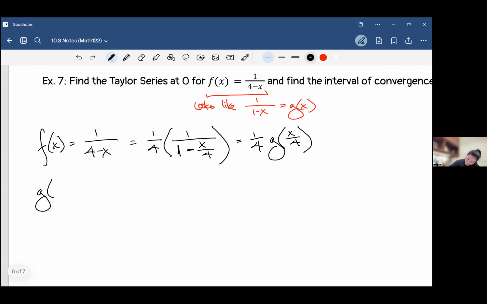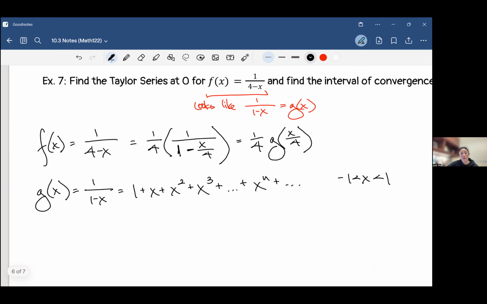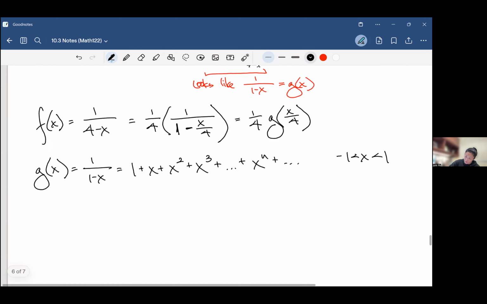Okay. Well, what is g of x? So let's not get ahead of ourselves. 1 over 1 minus x. This is 1 plus x plus x squared plus x cubed plus all the way to x to the n. That is my Taylor series, my original. And it only converges between -1 and 1. Okay, so now let's find what happens if we substitute in x over 4.